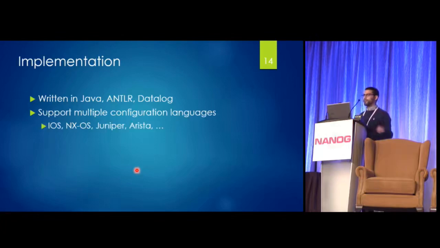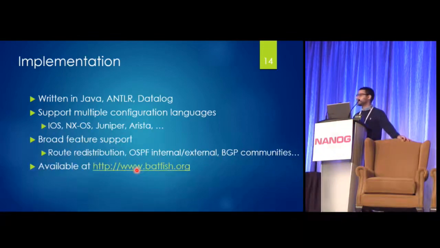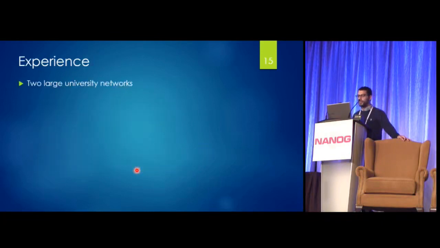We also support many different routing languages. We support Cisco IOS, NXOS, Juniper, Arista, Quanta, and other similar router configuration languages. We support a wide variety of features, including route redistribution, internal, external, OSPF, BGP, communities, route maps, policy statements, etc. And again, this is a real tool. If you want to check it out to see whether it'll support your network, you can go to batfish.org and shoot me a line, and I can help you out with that.